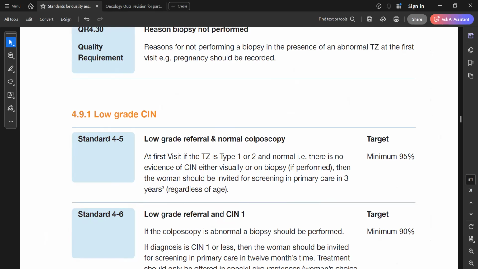Shall we have an example before we end this discussion? For example, they are telling you here how you are going to deal with someone referred to you with low-grade CIN and her colposcopy is normal. If there is no evidence of CIN, either visually or on biopsy, if performed, then the woman is going to be invited in 3 years. Very common exam question.